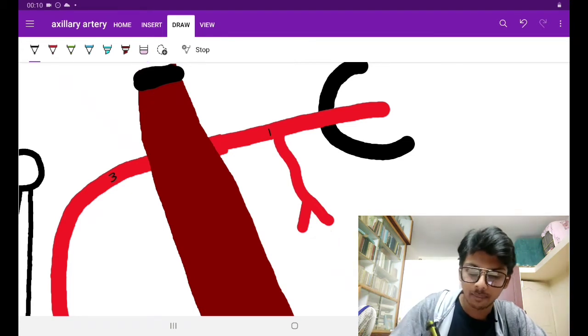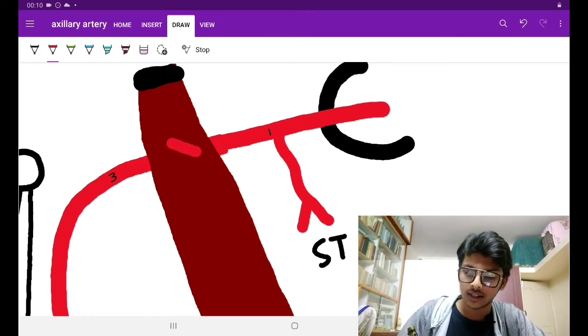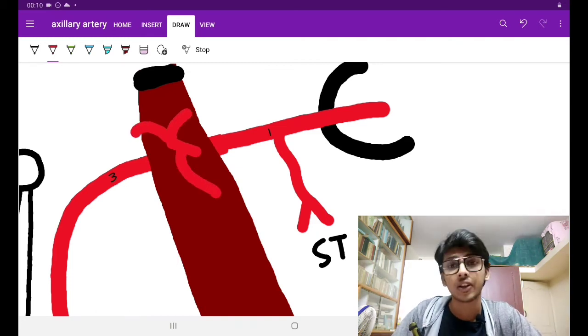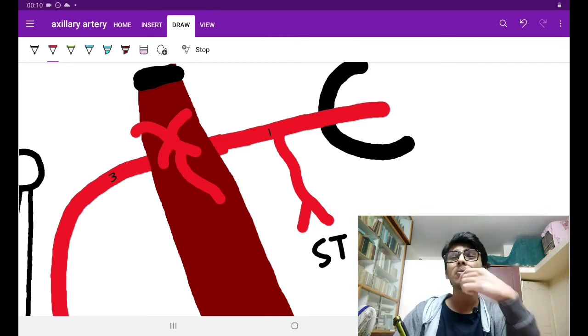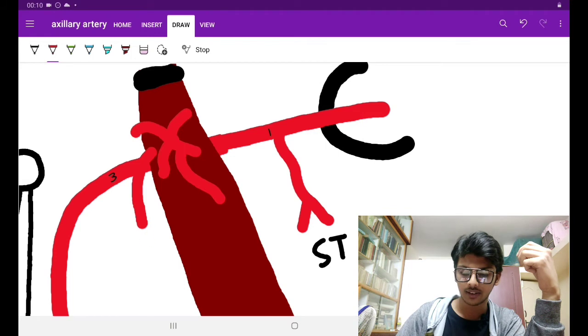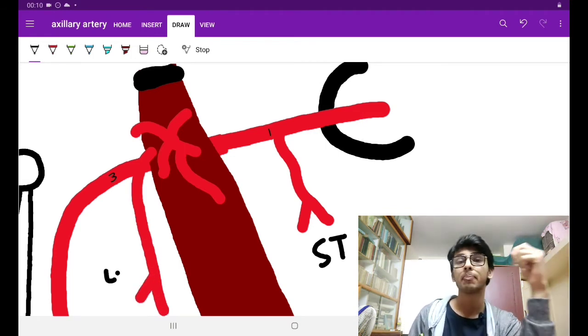Then the second part से क्या आता है? Acromiothoracic artery. Acromiothoracic artery gives out 4 branches: the acromial branch, the pectoral branch, then the clavicular branch, then the deltoid branch. Okay. Then one more artery we studied that. What was it? That was the lateral thoracic artery. Lateral thoracic artery is well developed in female. Why? Because that is giving the blood supply to the breast.